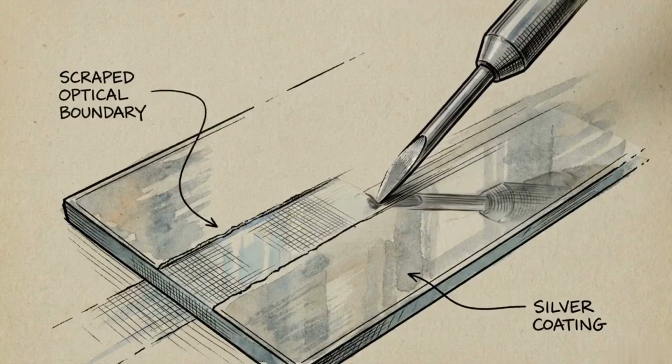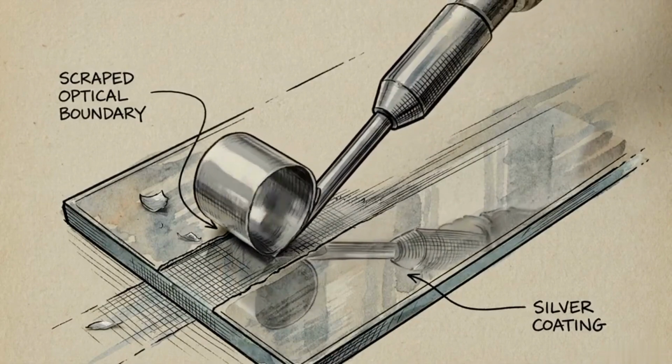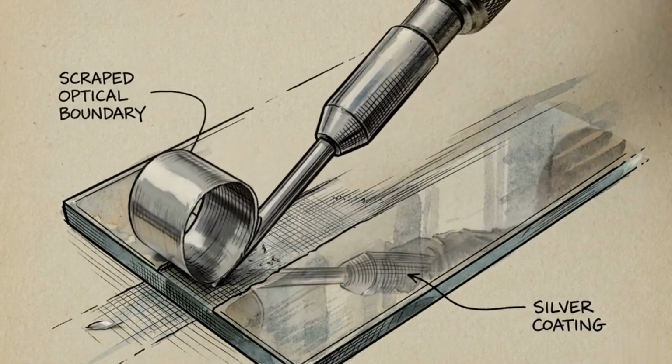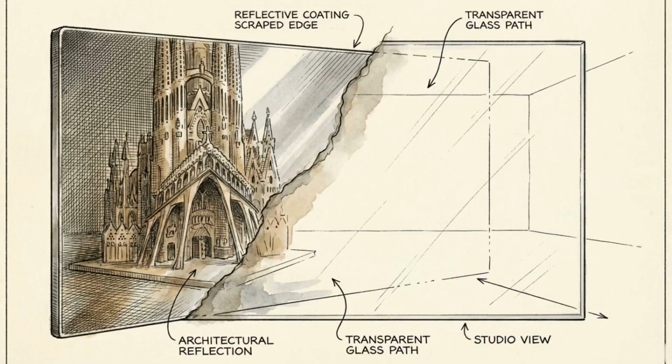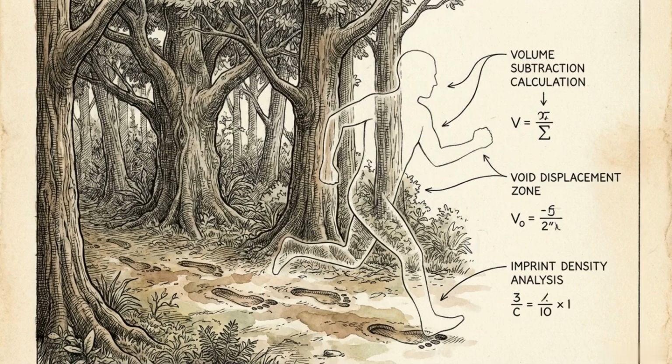The integration required intense mechanical labor. Engineers painstakingly scraped the silver amalgam off the back of the mirror at exact mathematical coordinates, creating a physical matte line that allowed the live actors to show through the glass. By combining these scales directly in the lens, this workaround created a zero-latency, full-resolution composite directly at the camera gate, requiring absolutely zero post-production.